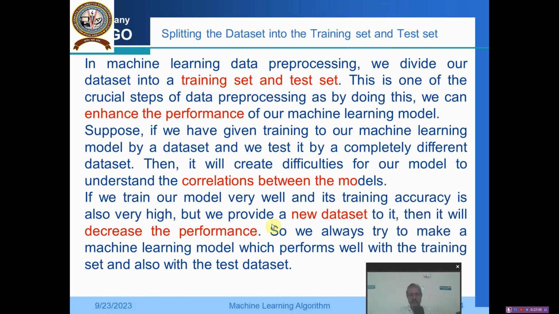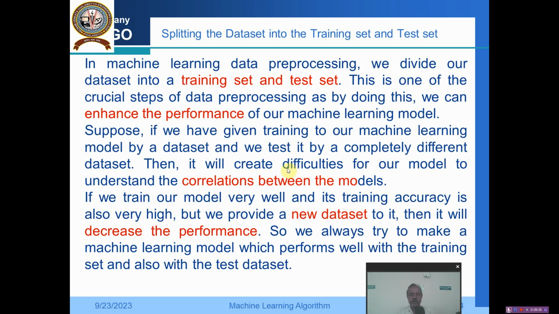The splitting of the data is very important because we have to train the model. So we divide into training set and also test set. In machine learning data preprocessing, we divide our data set into training set and the test set. This is one of the crucial steps of data preprocessing, as by doing this we can enhance the performance of our machine learning model. Suppose we give training to our machine learning model by a data set and we test it by a completely different data set, then it will create difficulties.